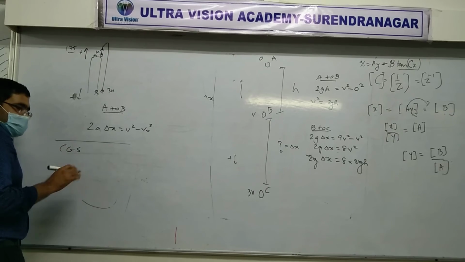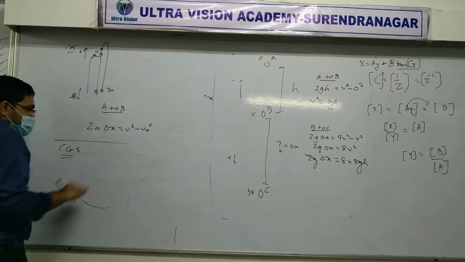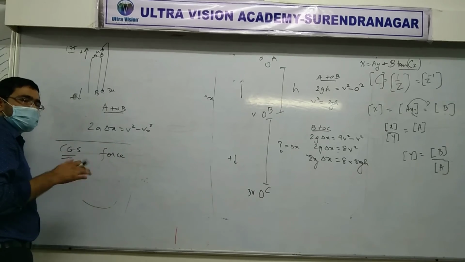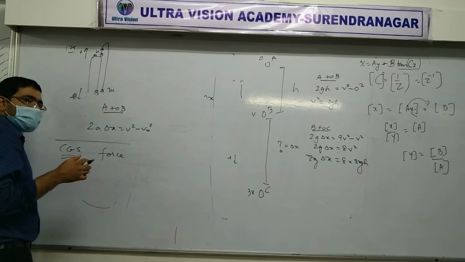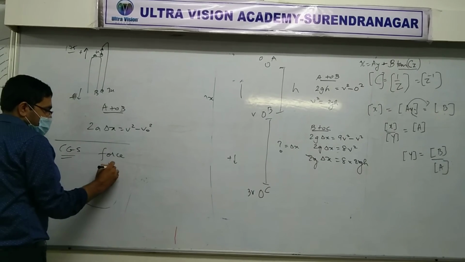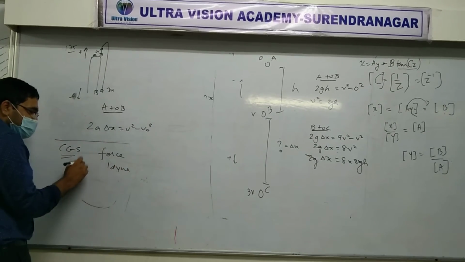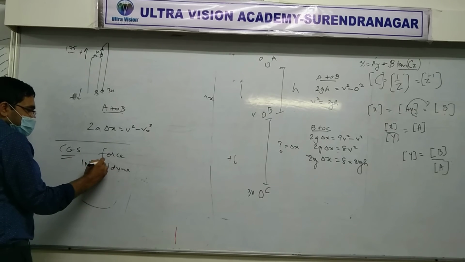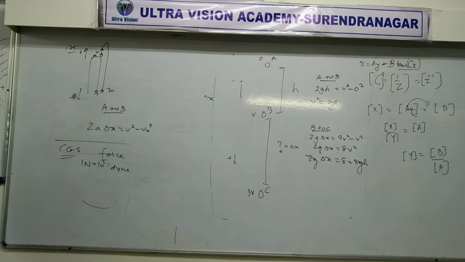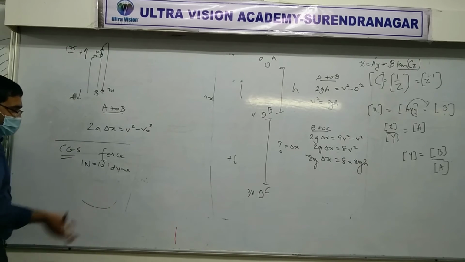CGS unit. So there are some shortcuts which you will do in this question. Do you know what is the CGS unit of force? Dyne. Do you remember dyne? 1 dyne is the CGS unit of force, and 1 Newton is 10 raised to 5 dyne. So if you know this, you can do it very fast.